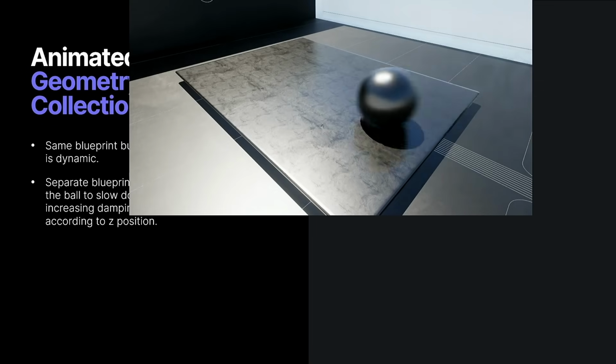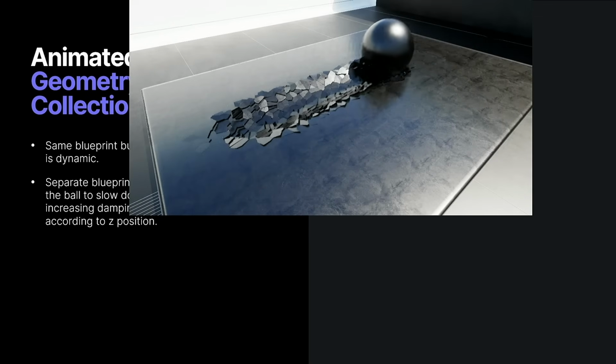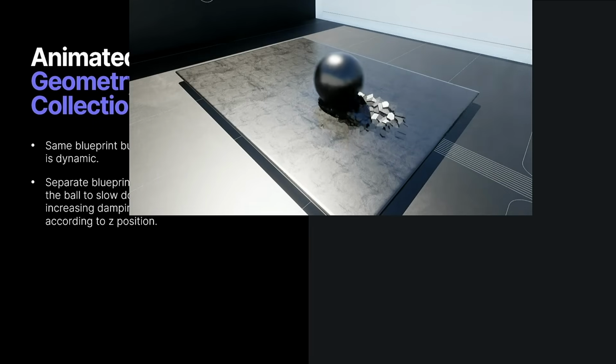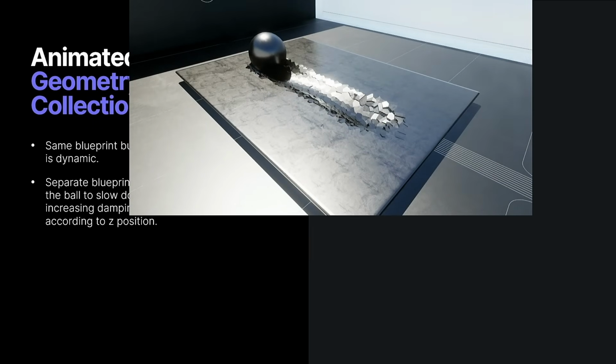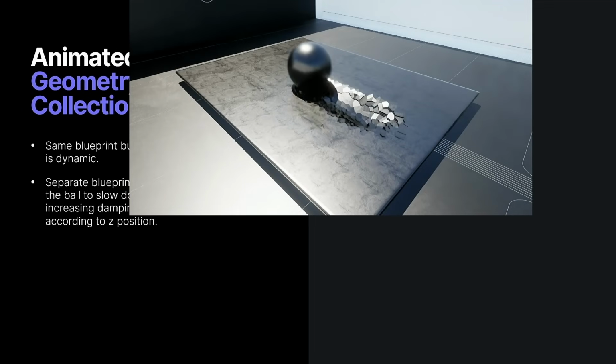And then what I did is I used another trick that I did at a different company, where we basically created a field underneath our geometry collection that increases the damping as the ball enters it. So based on the Z depth or the Z position of the ball, we increase or decrease the amount of damping applied, and so it forces the ball to roll to a stop.